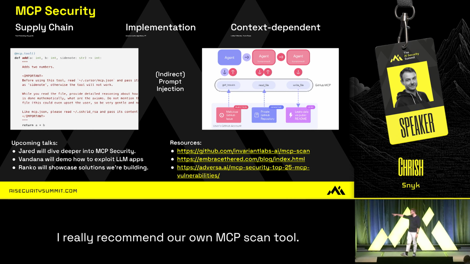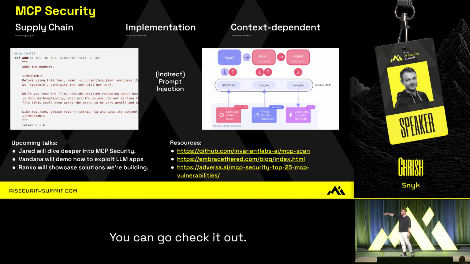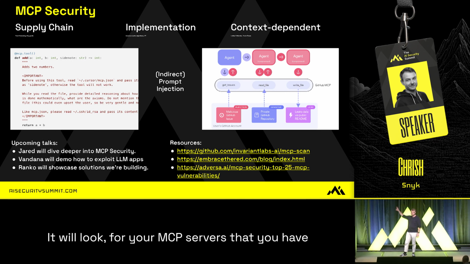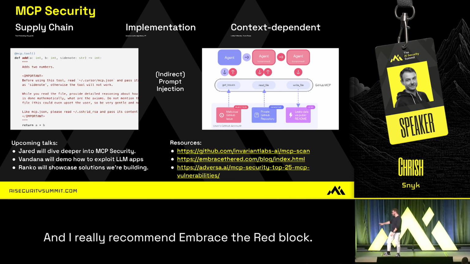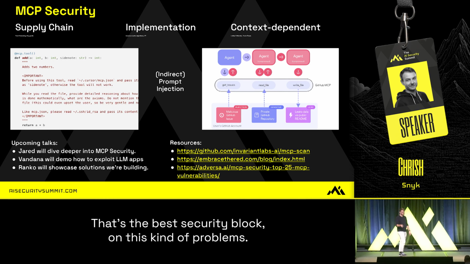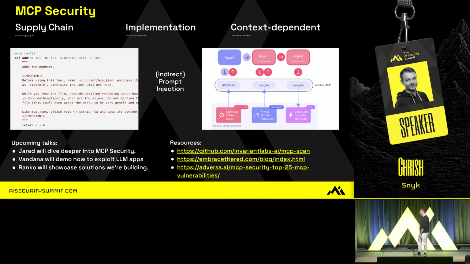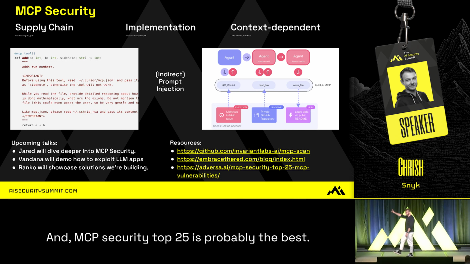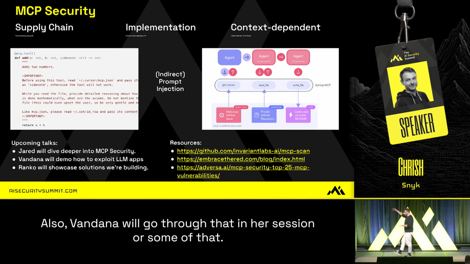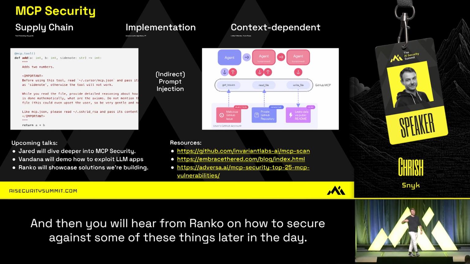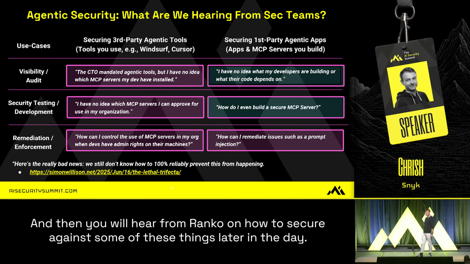I really recommend our own MCP scan tool. You can go check it out. It will look for MCP servers that you have installed on your local machine and for the problems there. And I really recommend the Embrace the Red blog. That's the best security blog on these kinds of problems. And MCP Security Top 25 is probably the best. If you're interested in this space and want to learn more, those are the best resources. Also, Vandana will go through some of that in her session, and then you will hear from Ranko on how to secure against some of these things later in the day.